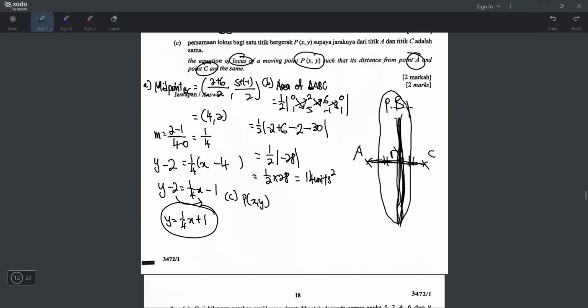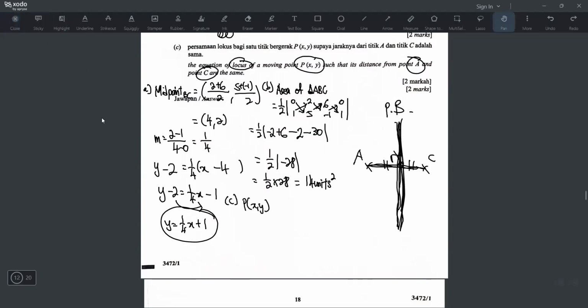Okay, ada dua cara untuk buat soalan ni. First method is you use the distance formula. Okay, you use the distance formula. And how you do that? You use distance of AP equals to distance of PC. And then you use the distance formula, find the equation of perpendicular bisector.